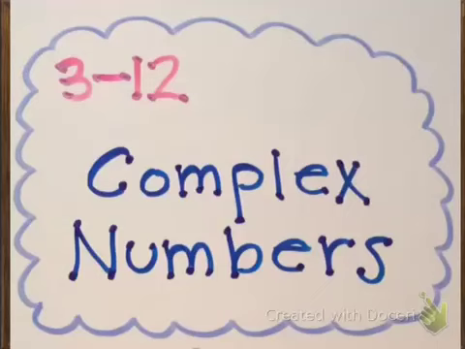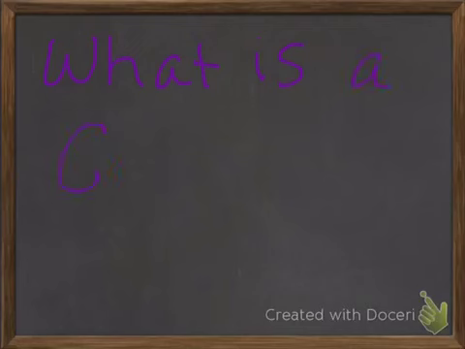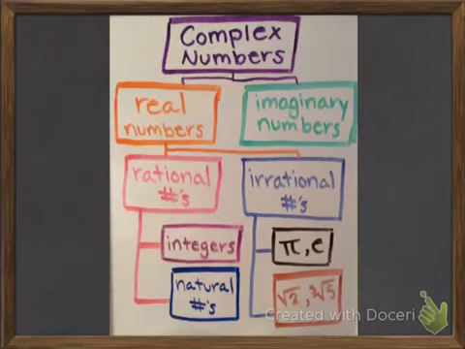Today we're going to talk about Lesson 3-12, Complex Numbers. Now, what is a complex number? A complex number consists of real numbers and imaginary numbers. This chart can be copied down in your notes, and it's a really good reference for what we're about to go over.